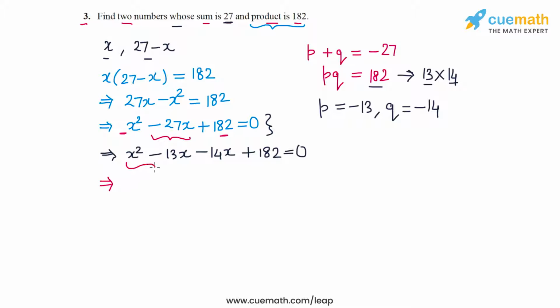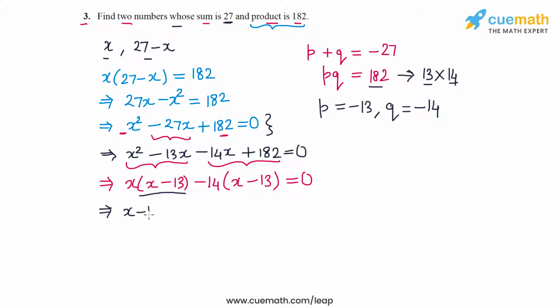Now from the first pair of terms, let's take out a common factor of x. So we get x times x minus 13. And from the second pair, we take out a common factor of minus 14. And once again, we get x minus 13. So this is equal to 0. So now we have a common factor of x minus 13. So let's take that out. So x minus 13, and then we are left with x minus 14 equal to 0.